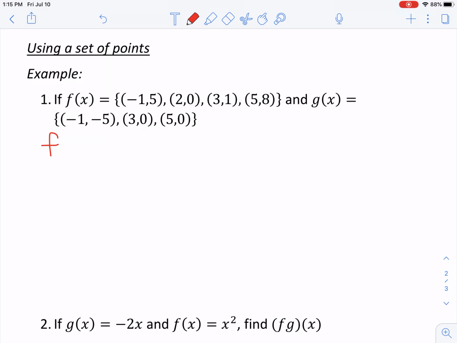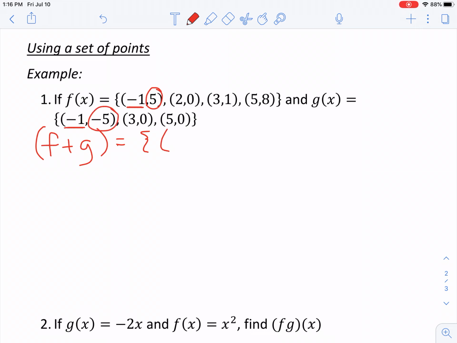start with doing f plus g at x. You could write it as f plus g at x, or you might also just see it as f plus g. Either way works. Okay, so what you're going to do is you're going to look at the x coordinates that line up. So when you look at x equals negative 1 for f at x, you do have a y coordinate of 5, it's defined, and for g at x, when you look at an x coordinate of negative 1, you have a y coordinate of negative 5.